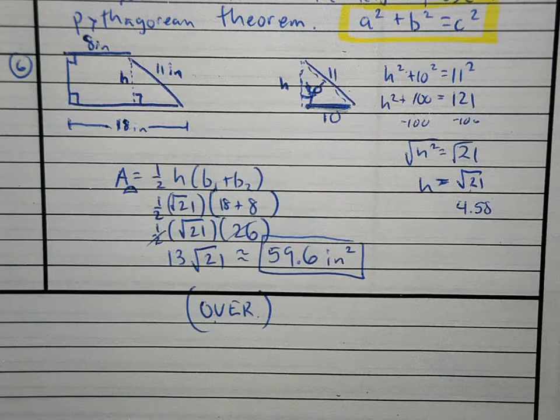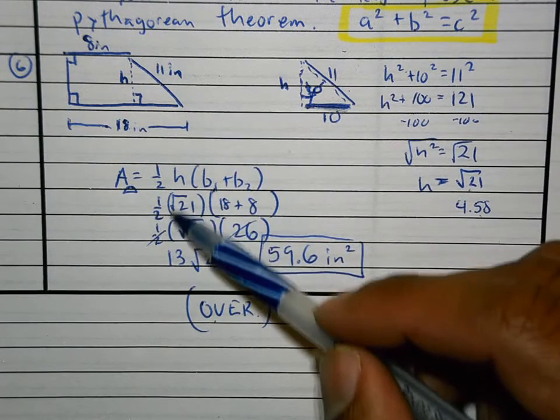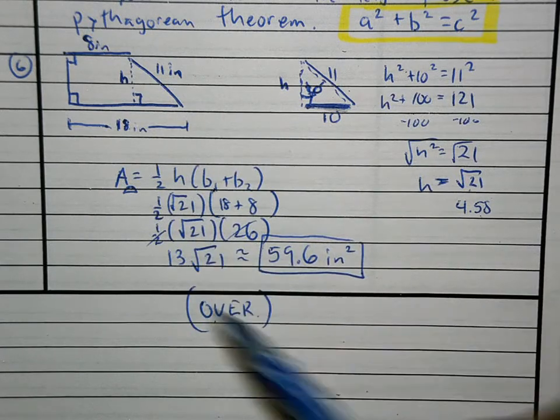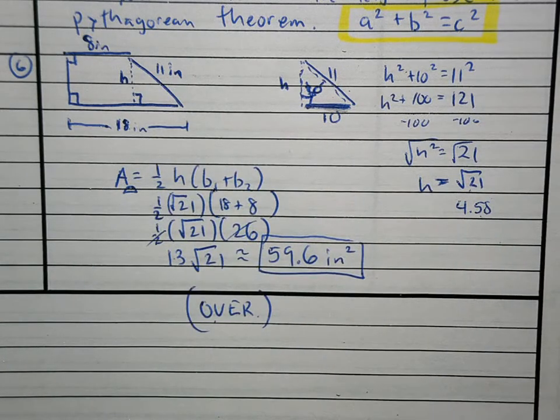So the 4.58, which is the square root of 21, you can plug that in anytime you want to. I basically didn't plug it in until right here: 13 times 4.58, which is 59.6.